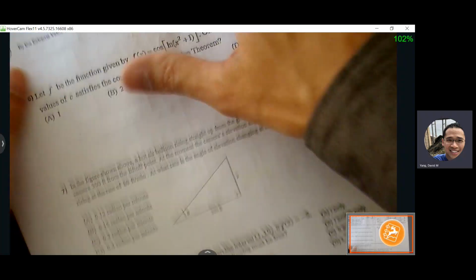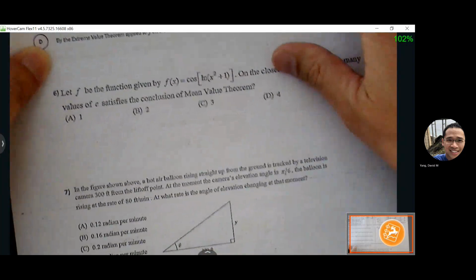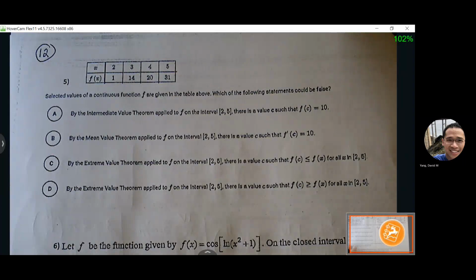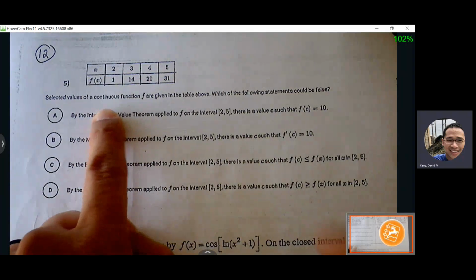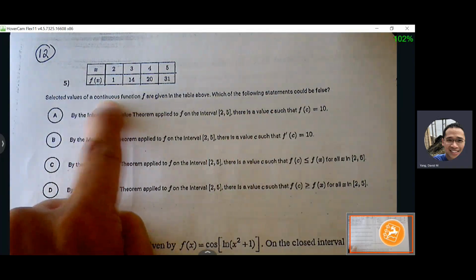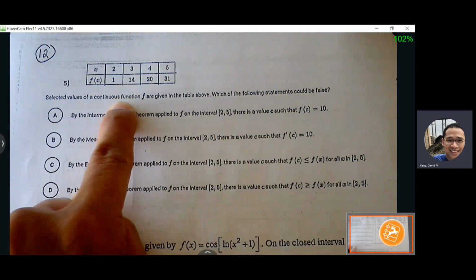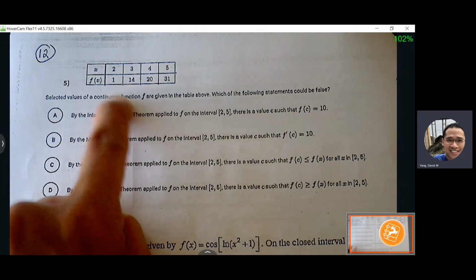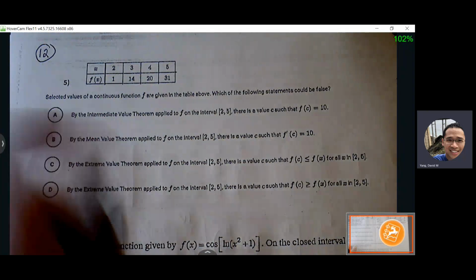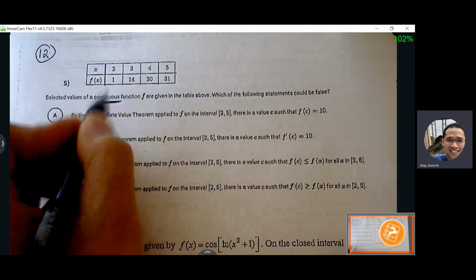Okay, last one here, page 12, number 5. Selected values of a continuous function are given in the table. So remember, notice that it only says continuous here, so it doesn't specify differentiability, which means that we can't guarantee that's a smooth curve all the way through. So just be aware of that. We only know that it's continuous.